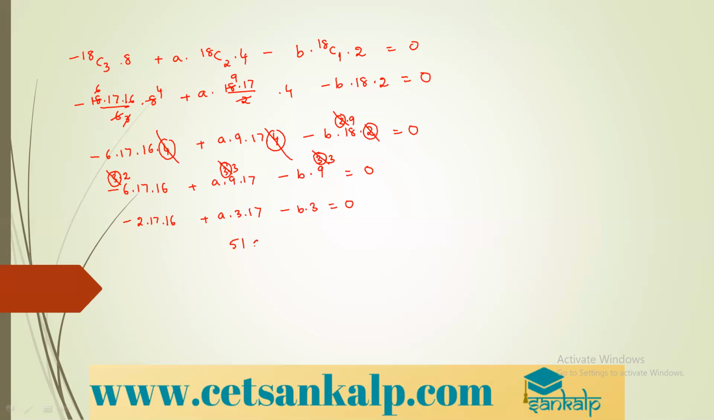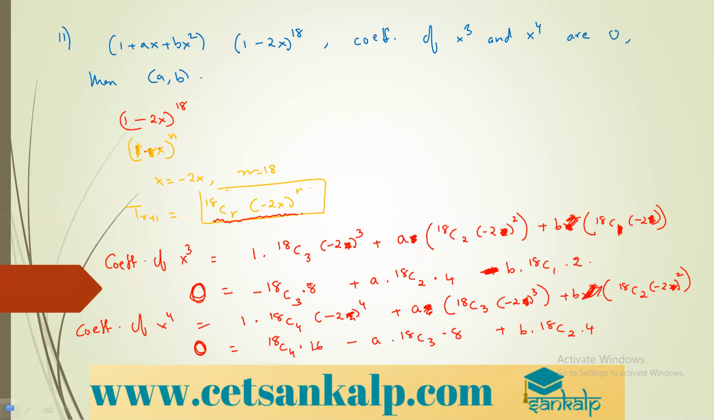So I can write 51A minus 3B equal to, I have to multiply this, that is 32, I have to multiply by 17. 544 I will have. Like this, you can simplify the two equations, slowly or directly also, you can simplify. So what I will get finally, I will tell you. This is equation one. Second equation also I will simplify.